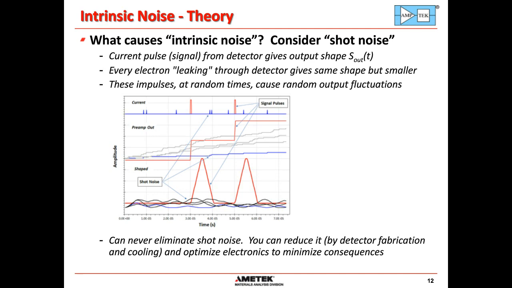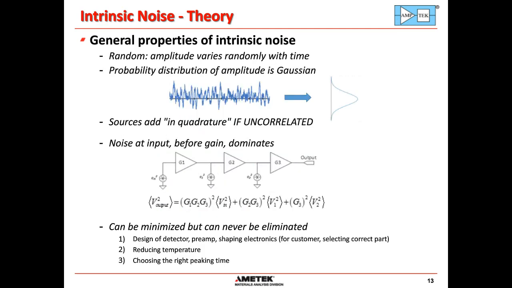Several properties. The amplitude varies randomly with time. The probability distribution of the amplitudes is Gaussian, and the noise sources add in quadrature. That's the square root of the sum of the squares if they're uncorrelated. Another key thing is that it's the noise at the input stage before all the gain that dominates.